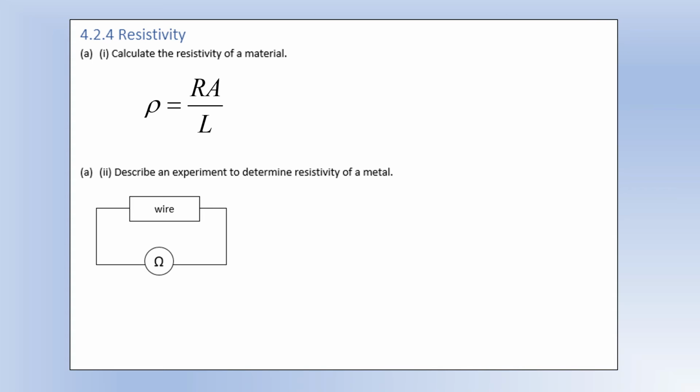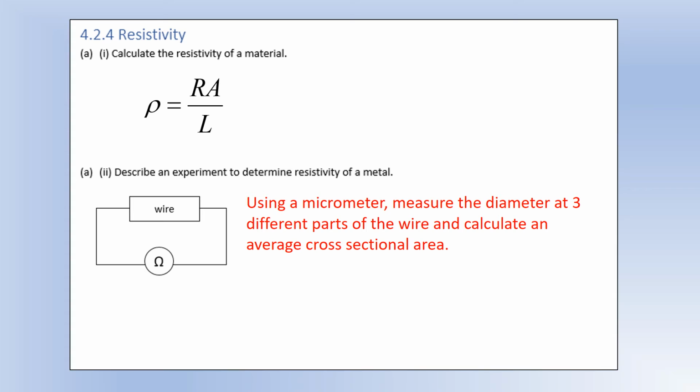What we're going to do first though would be to use a micrometer to measure the diameter of the wire, and we do it in a few different places, and from that we calculate an average cross-sectional area. Then what we do is we'd measure the resistance at different lengths of wire, so maybe 10 centimeters up to a meter, something like that.